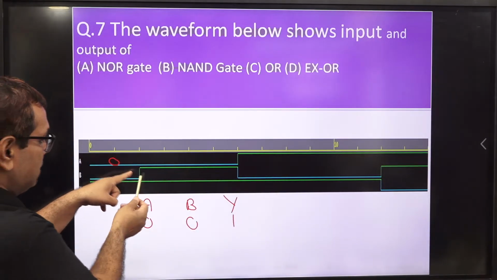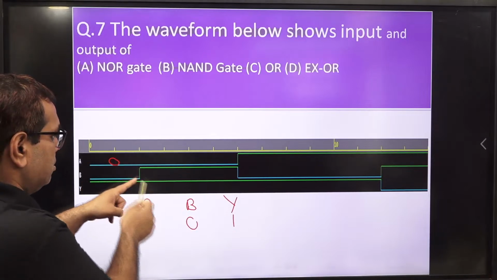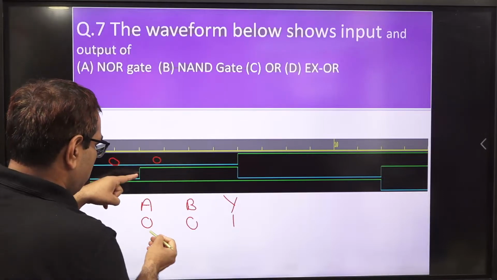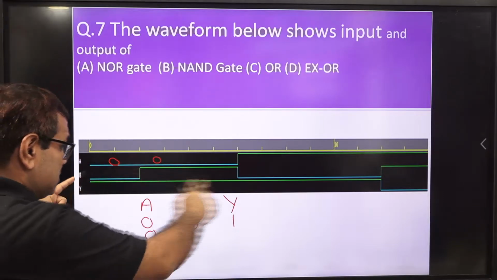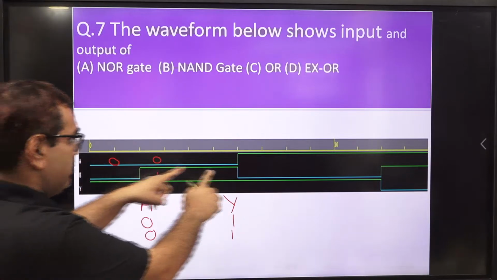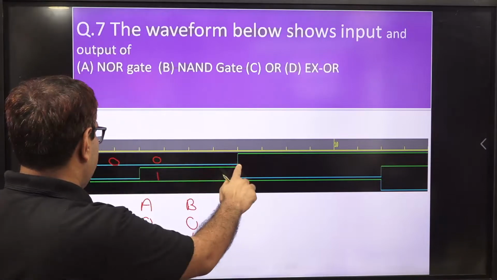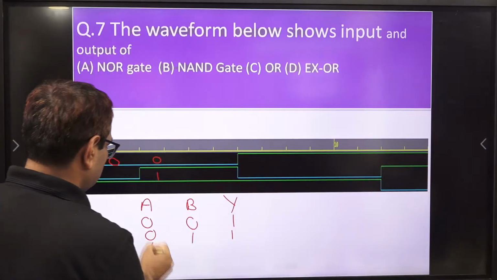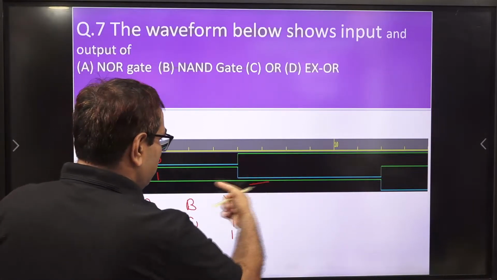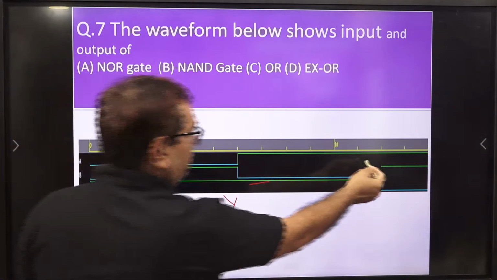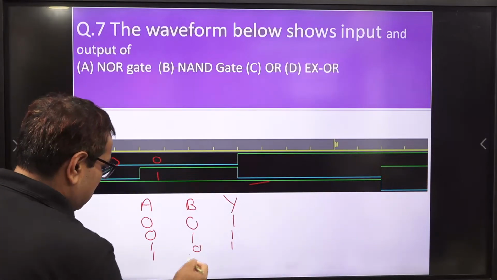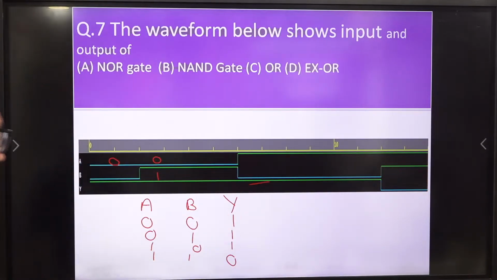Now after this transition, there is a change in B input. A is still 0, but B has become 1. So A 0, B 1, output is still 1. Now here we see a transition: A has become 1 and B has become 0, and output is still 1. And here A is 1, B is 1, but output is 0. So 1, 1, 0. Which logic gate has this truth table?